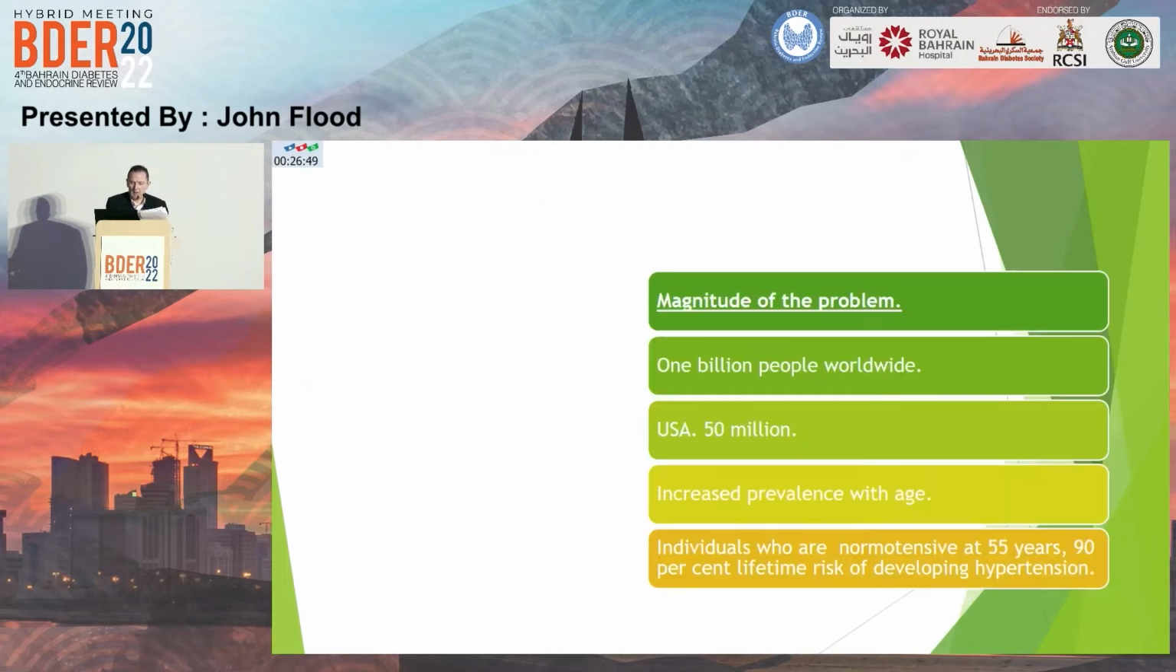So other endocrinologists elsewhere may have seen them, or they've just been missed because they've been quite silent. Now, 1 billion people worldwide have hypertension, and 50 million in the US alone. It increases with age, and even if you're normotensive at 55, you've got about a 90% chance of developing hypertension by the age of 80. 46% of people who have hypertension don't even know they have it, and about 20-30% of people who have hypertension have very poor control.